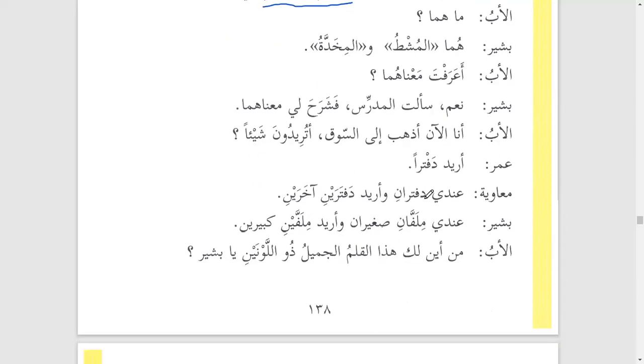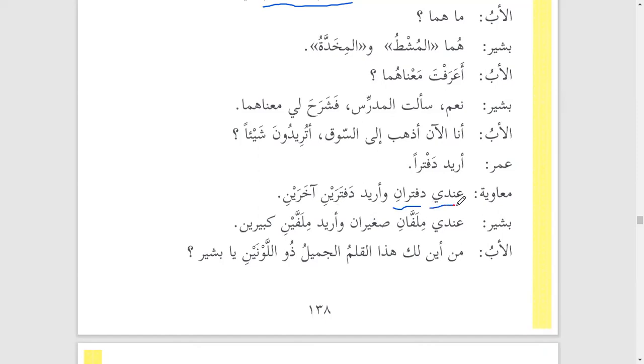عمر: أريد دفترا. I want a notebook. معاوية: عندي دفتران. I have 2 notebooks. وأريد دفترين آخرين, and I want 2 other notebooks. Here دفتران, and here it is مبتدأ مؤخر. عندي دفترين.